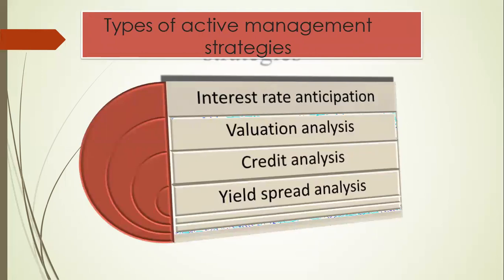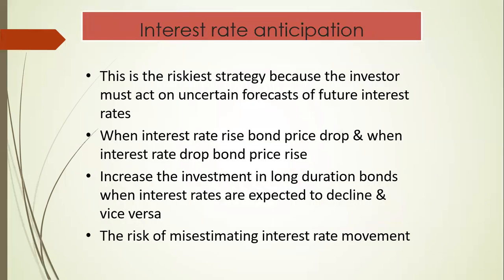If you look at the types, we have interest rate anticipation, valuation analysis, credit analysis, and yield spread analysis. The first one is interest rate anticipation. This is the riskiest strategy because the investor must act on uncertain forecasts of future interest rates of the bonds. They might go high, might go less. So it's very risky. When interest rates rise, bond prices drop, and when interest rates drop, bond prices rise. So that is vice versa.